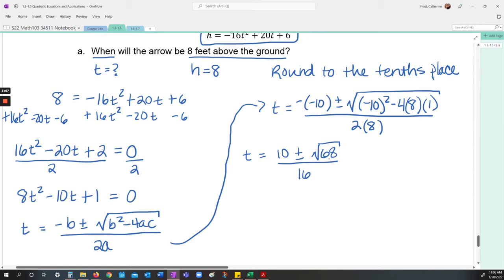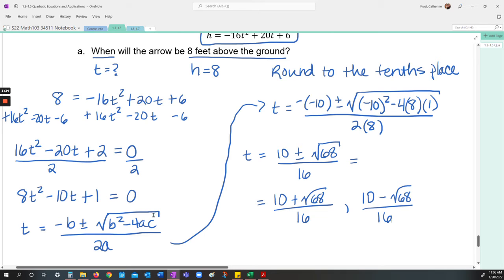So we're just going to put this in the calculator. Of course, you don't want to put plus or minus. There's no way to do that, and then you're trying to find two different numbers at the same time. So we're going to put into the calculator, here, I'll write it down here, 10 plus square root of 68 divided by 16, and then 10 minus square root of 68 over 16.